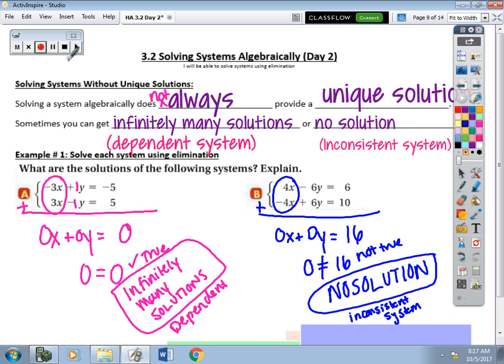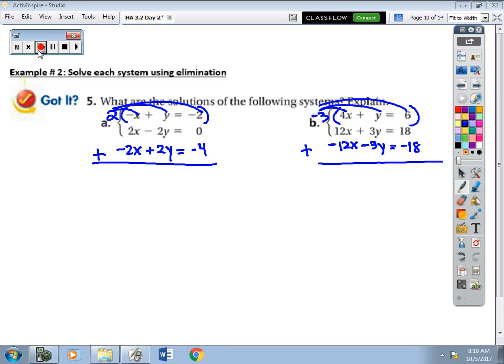See if you guys can try the next two real quick. Alright, so for example 5a, I showed that I multiplied the top one by 2 to get matching coefficients. When you guys solved this out, did you get a no solution or an infinitely many solutions? Garrett? No solution. Let's double check. We have 0x plus 0y equals -4. We'll get 0 is equal to -4, which is not true. So that is a no solution. Perfect.